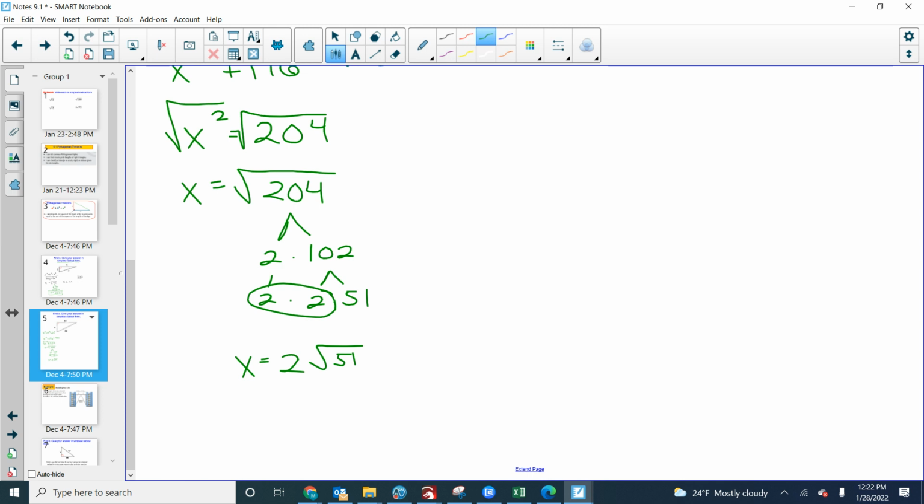So we have no pairs out of 51, but 2 and 2 make 2 radical 51. What's something we should check maybe in our calculator? Is 2 radical 51 as a decimal?